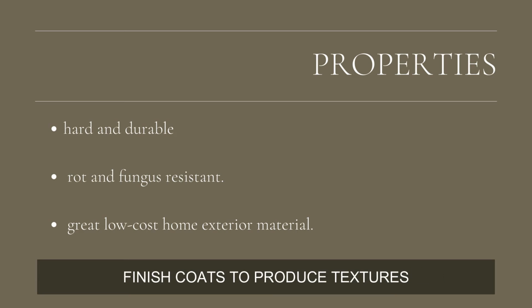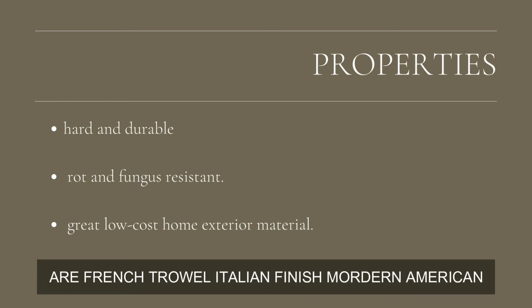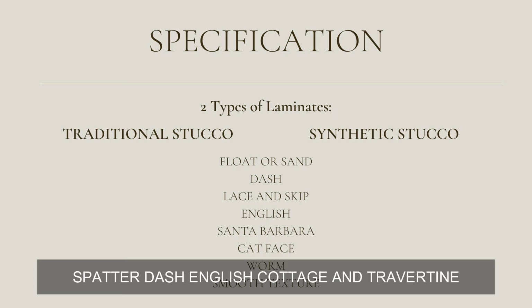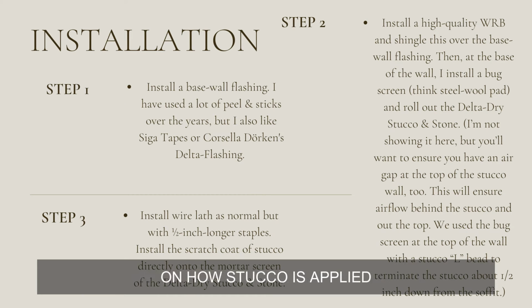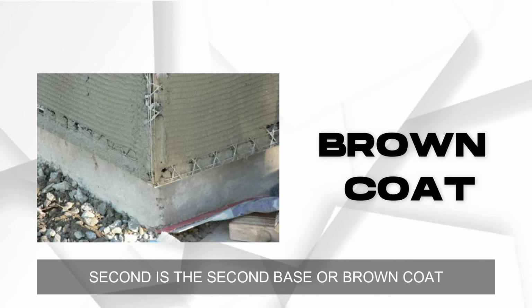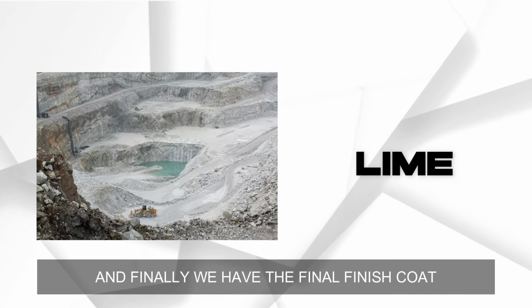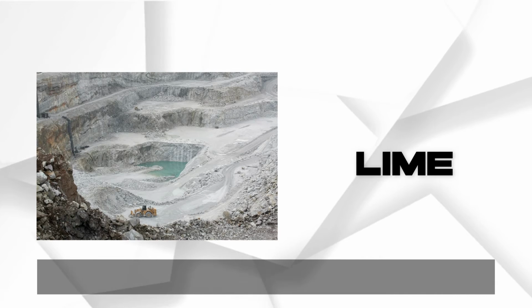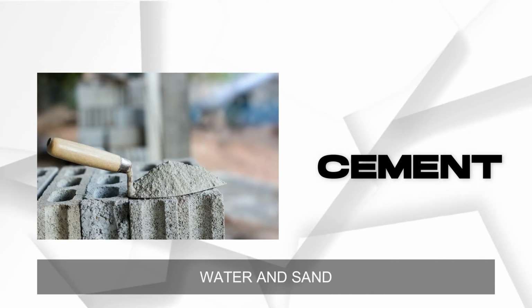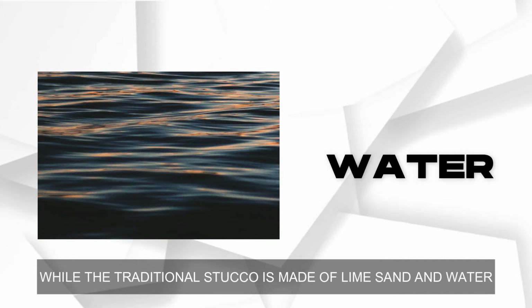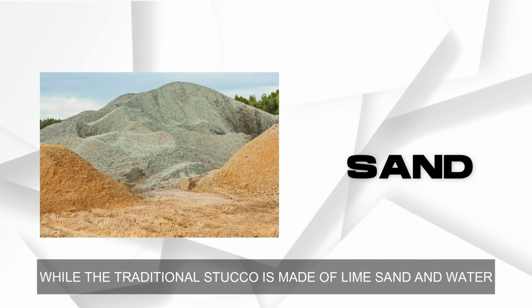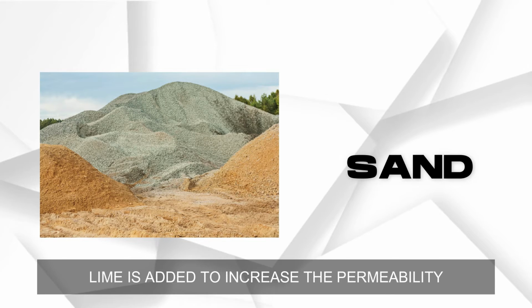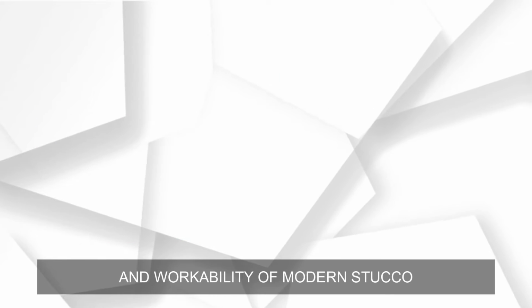The commonly used treatments on finished coat to produce textures are French trowel, Italian finish, modern American, spatter dash, English cottage, and travertine. There are 3 coats or steps on how stucco is applied. First is the base or scratch coat, second is the second base or brown coat, and finally, we have the final finish coat. The basic composition of stucco is cement, water, and sand, while the traditional stucco is made of lime, sand, and water. Lime is added to increase the permeability and workability of modern stucco.